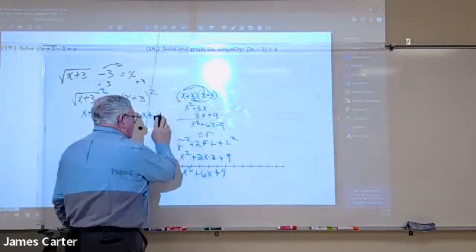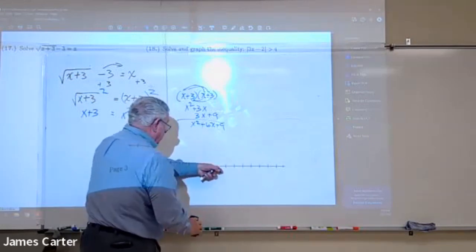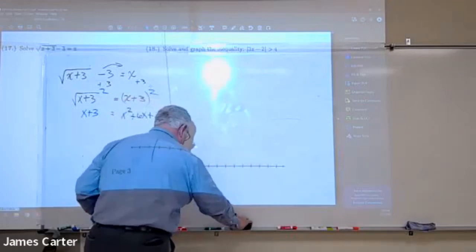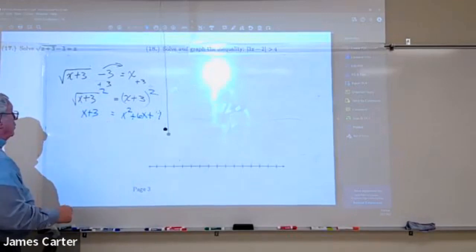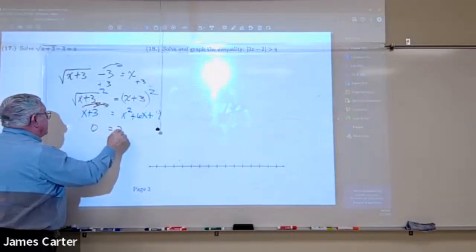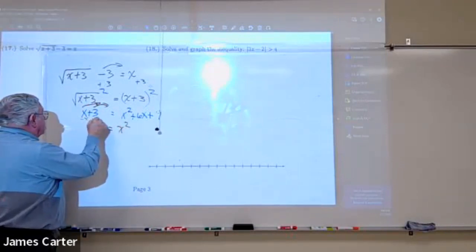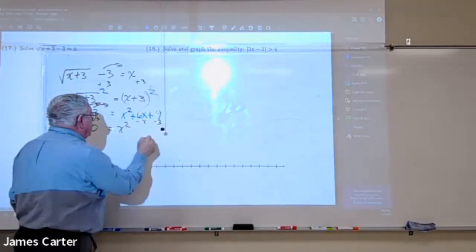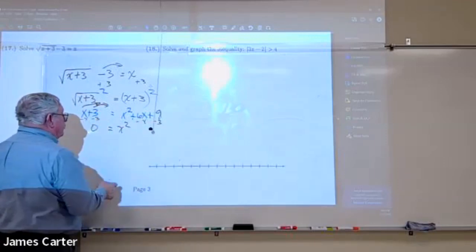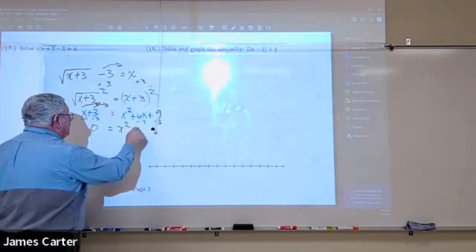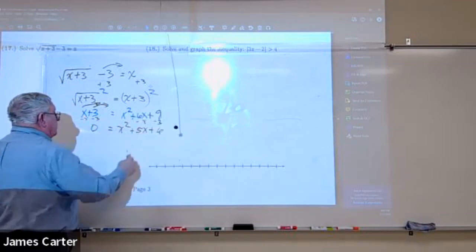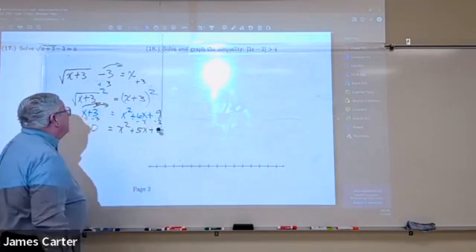I'm going to erase this, or at least that for sure, because I need to have this in a moment. Well, actually, I'm going to need space here too. Okay, so now I'm going to take this over there and that over there. So I've got 0 equals x squared minus x minus 3 minus x minus 3. That's a 9. Plus 5x plus 6 is what this thing simplifies to. Now I've got to factor that thing.